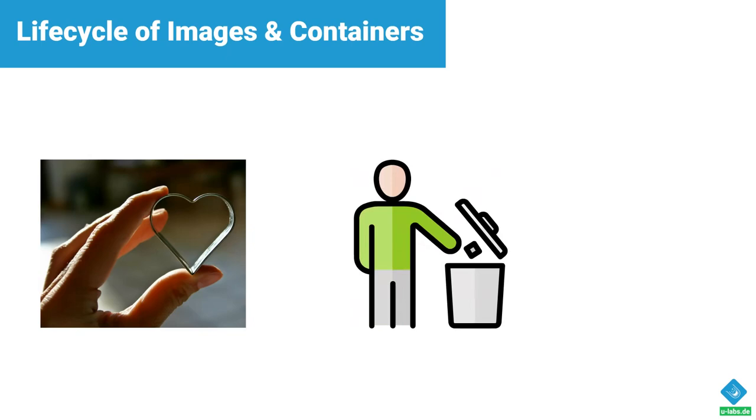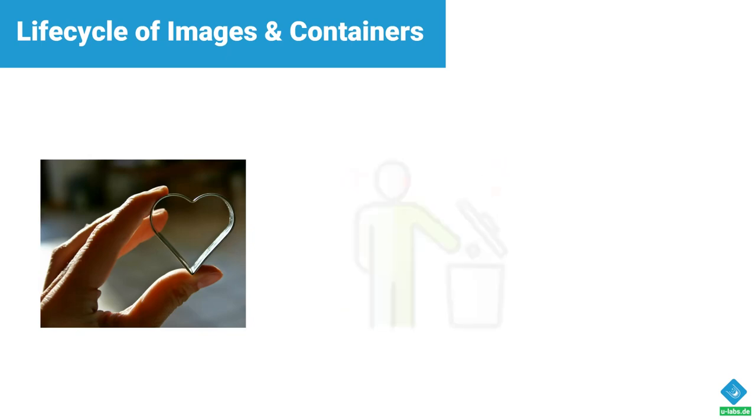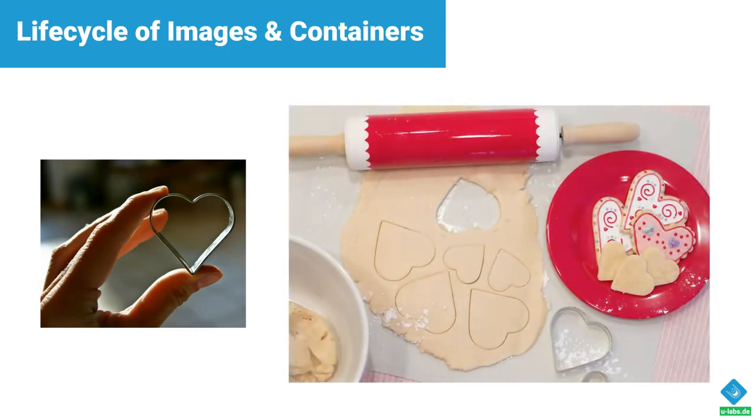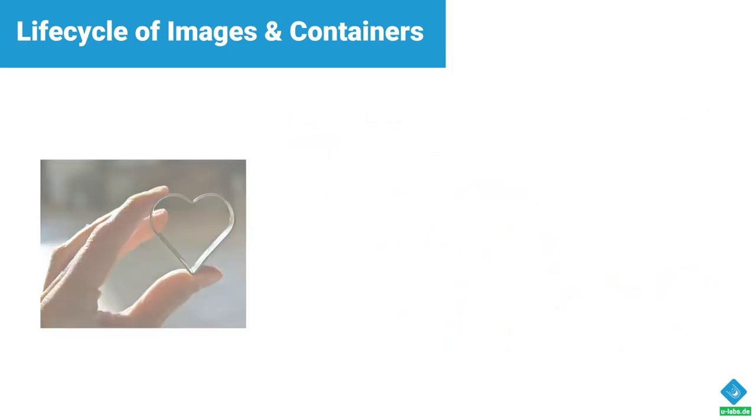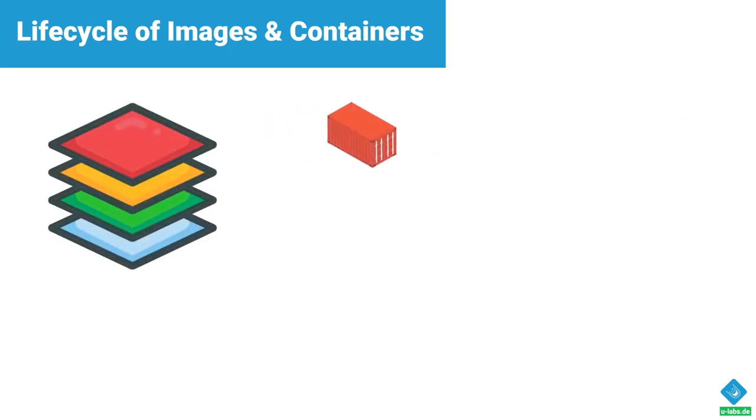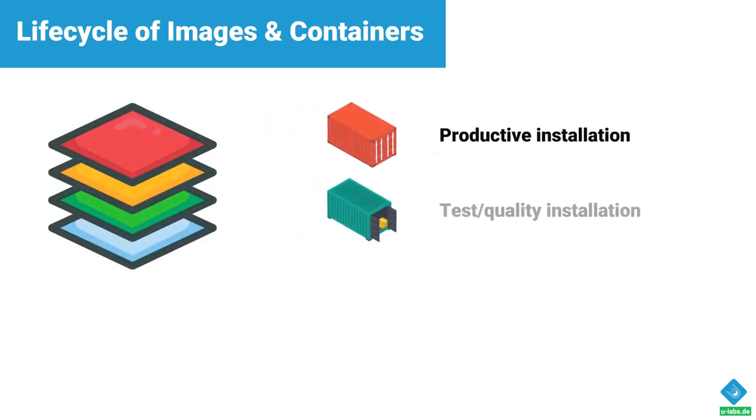Cookie cutters are usually not thrown away after each cookie. Images are likewise not thrown away. Once they were built, they stay as a template and can be reused for multiple containers, like we can bake multiple cookies with a cookie cutter. For example, to host a test or a quality environment of the same application, we can use the same image. You cannot change the content of an image without rebuilding it.